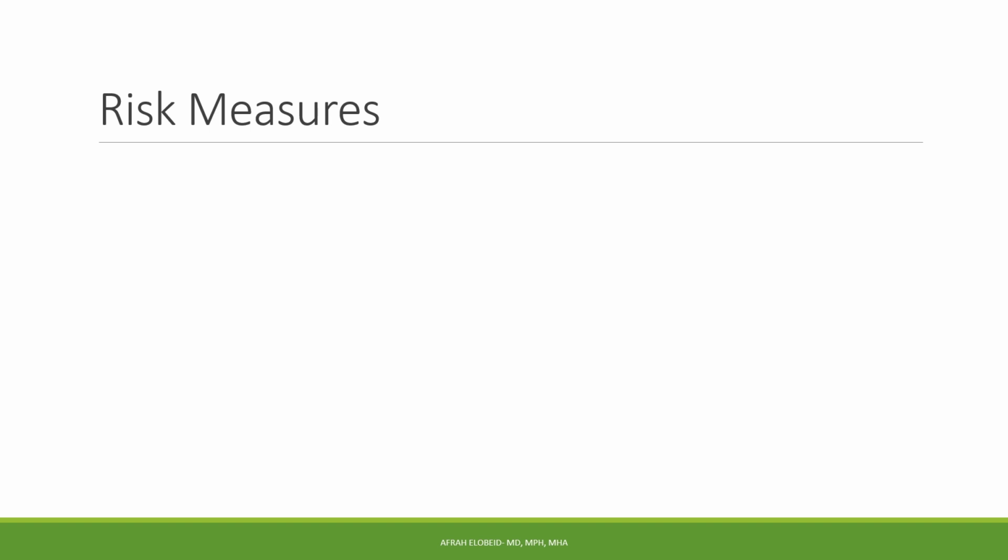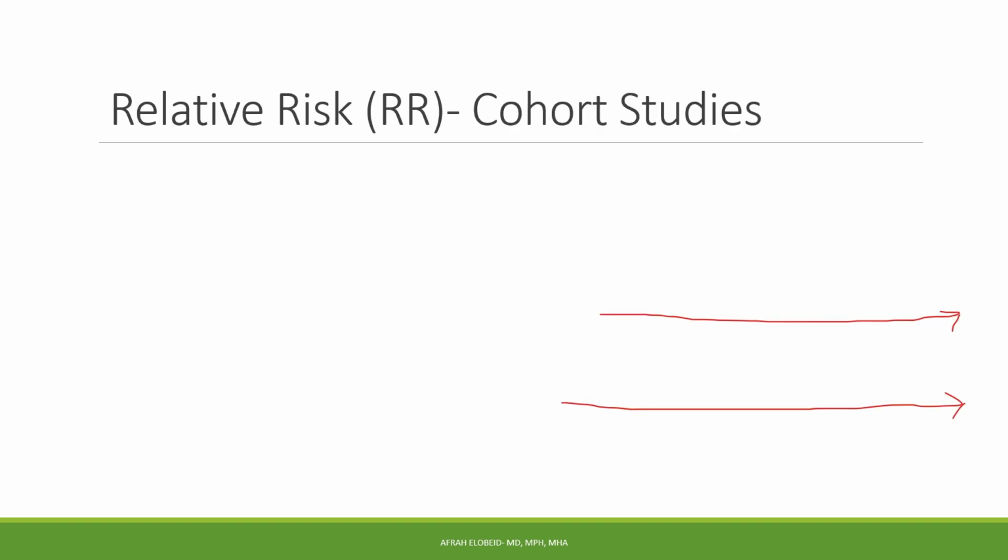Risk means the probability of an event or outcome occurring in relation to certain exposure. Today, we'll talk about two risks, which are the relative risk and the attributable risk. In my next presentation, I will continue on the risk measures and will expand more. So let's talk about the relative risk, which is usually used in cohort studies.